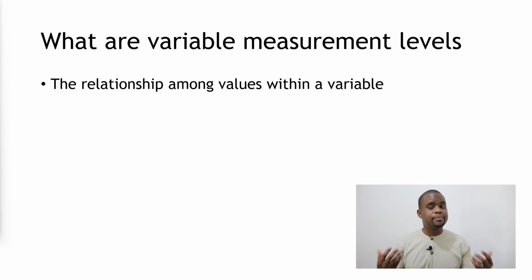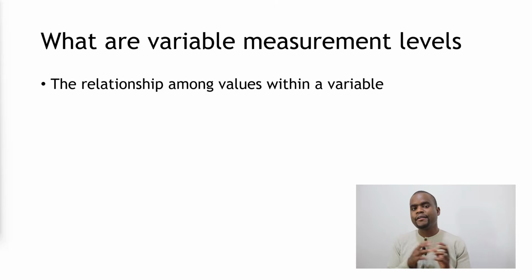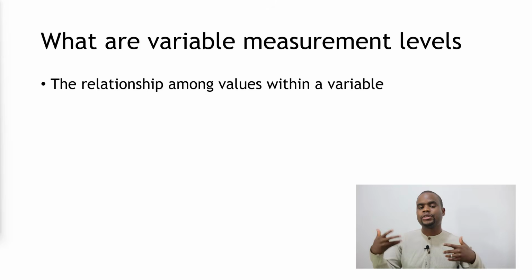If I ask you, are you married? You tell me whether you are single or you are married. So variables can take different values. Now, those different values, what is the relationship among those values? Now, obviously that's a book definition. Let's actually explain more about these measurement levels in a way that you understand very easily.